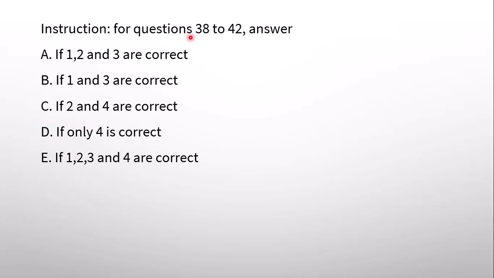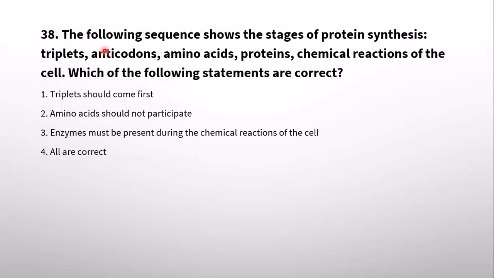Okay, instructions for the next questions: you choose 1, 2, 3. We move to the next question directly. The following sequence shows the stages of protein synthesis: triplet anticodons, amino acids, proteins, chemical reactions of the cell. Which of the following statements are correct?